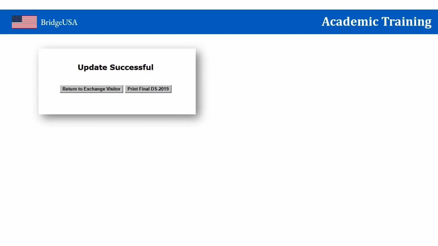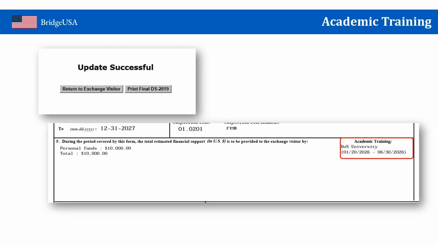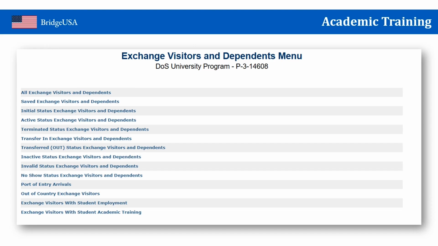A confirmation page will display showing that the update has been successful. Click the Print Final DS 2019 button. The added segment of academic training will display on the form. On the Exchange Visitors and Dependents menu page, you will have the option to view a list of all your exchange visitors who are authorized for either student employment or academic training.